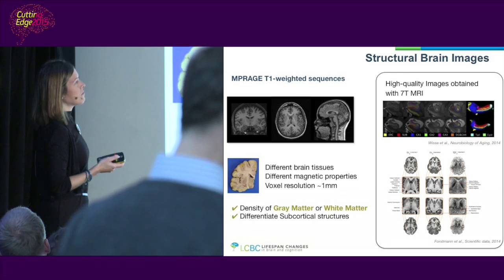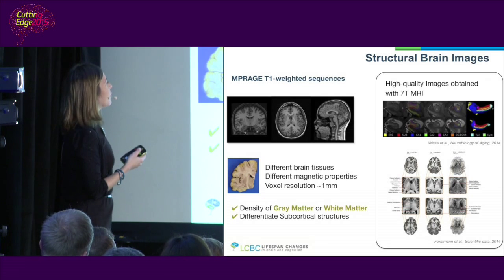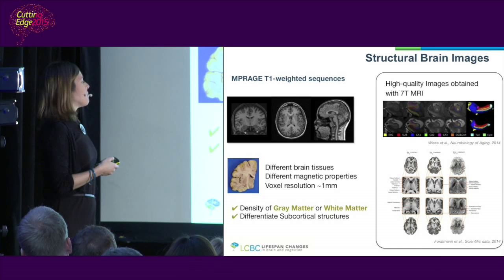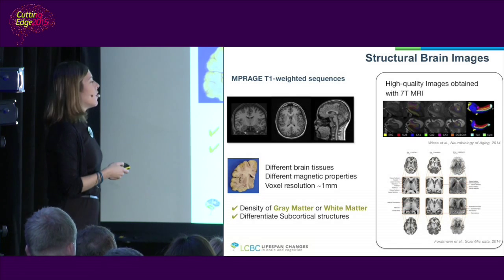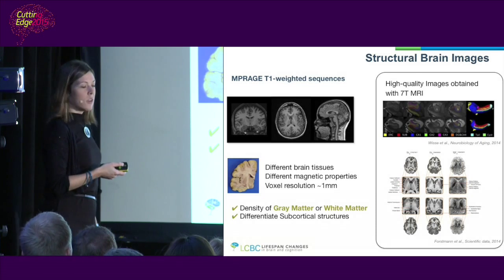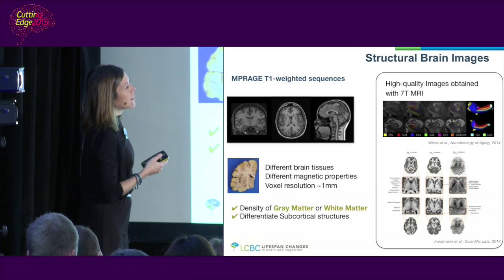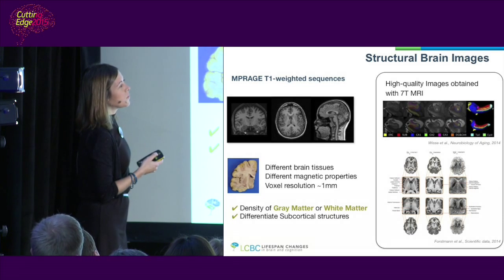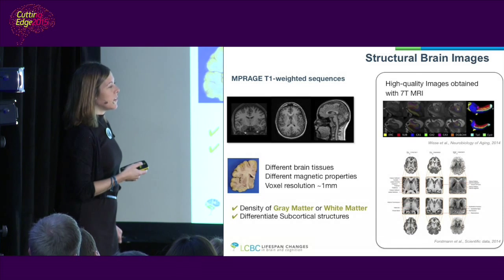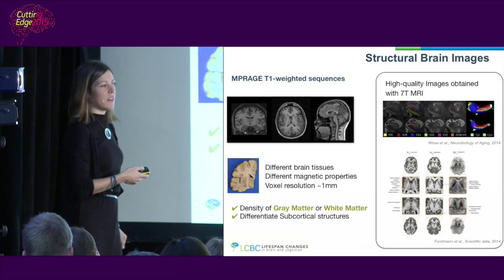In this example, these images are taken with an MPRAGE sequence, so we can see the difference between brain tissues, mainly. We can measure the density of gray matter, white matter, or we can even differentiate between different subcortical structures. For example, here, in this article, they used a very high magnetic field, and they could really draw the different hippocampal subfields. Or here, also using these 7 Tesla machines, it was possible to differentiate these tiny structures within the brain.